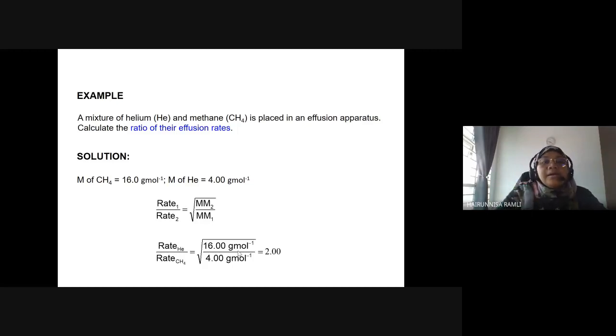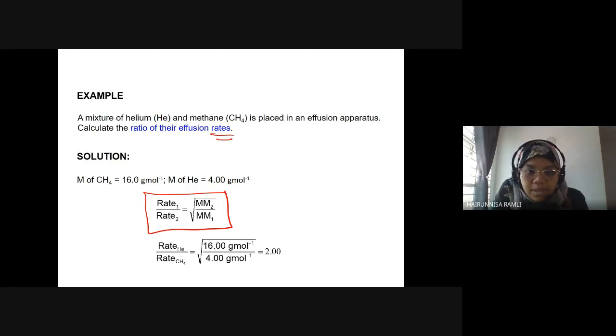Okay. Another example, a mixture of helium and methane is placed in an effusion apparatus. Calculate the ratio of the effusion rates. Okay, so again, sebab dia nak rates dan dia nak dalam bentuk ratio saja, you come up with this formula. Rate 1 over rate 2 is equals to square root of molar mass 2 over molar mass 1. So dia mesti inversely proportional. Okay, here tak kisahlah you nak letak mana-mana pun. Let's say lah you letak helium kat atas, so of course the molar mass will become at the lower part. As I show kat bawah, the molar mass is on top.